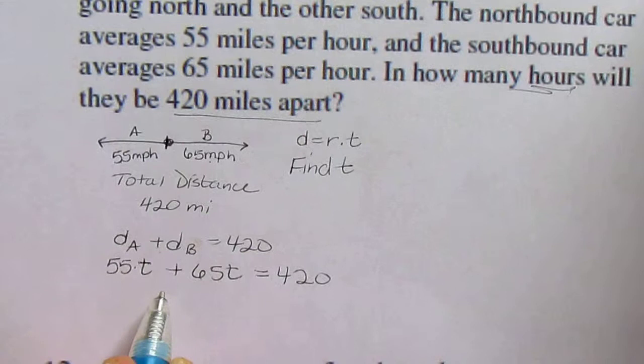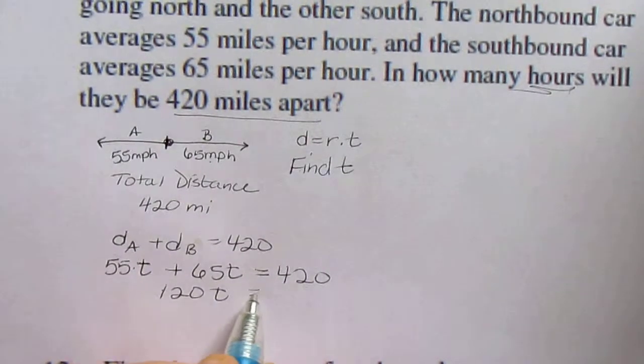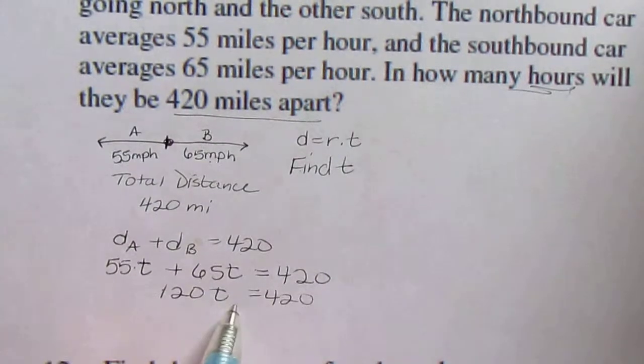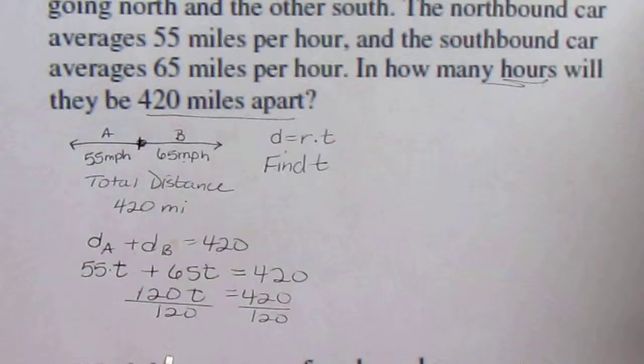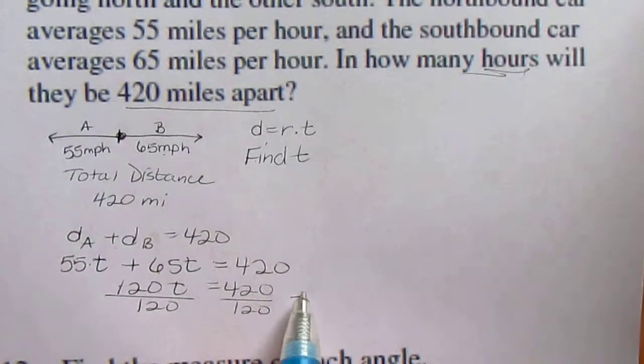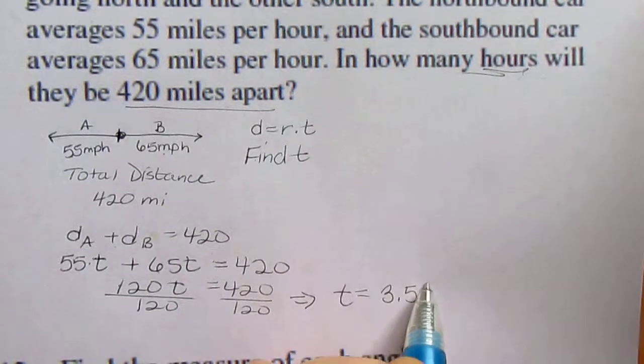55T plus 65T is 120T equals 420. Solve for T, divide by 120, divide by 120. We end up with T equals 3.5 hours.